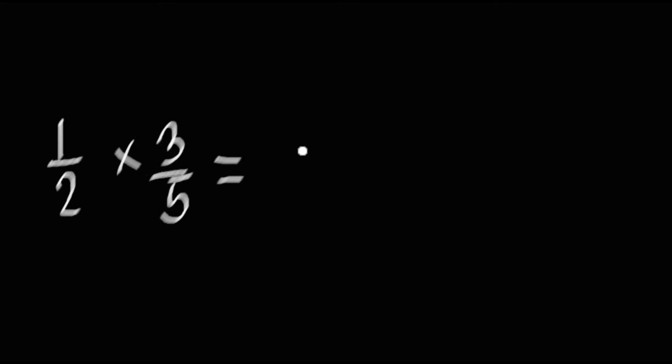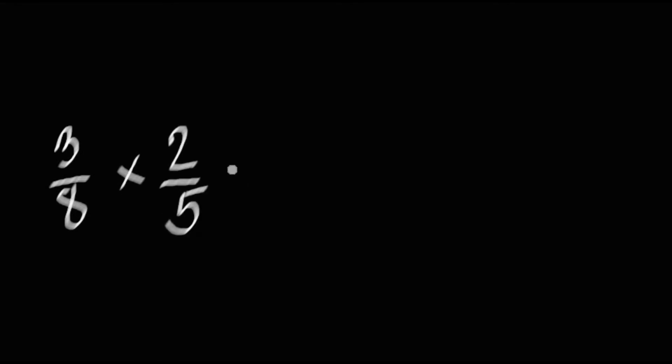In multiplying fractions, we need to get the product of our numerators and the product of our denominators. In other words, we multiply the numerator of the first fraction to the numerator of the second fraction. And we multiply also the denominator of the first fraction to the denominator of our second fraction. Let's say 1 times 3 equals 3. 2 times 5 equals 10. The product of 1/2 times 3/5 is 3/10.